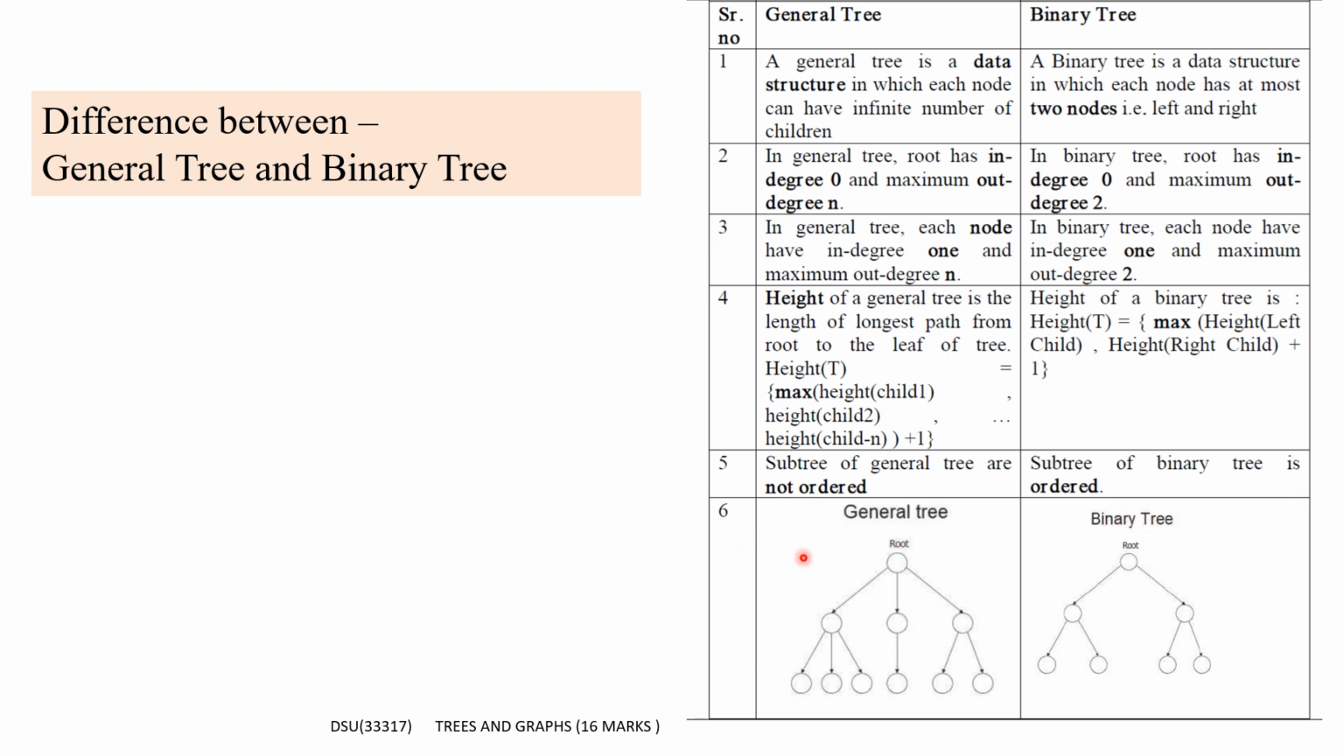See here, this is an example which can distinguish the above differences. This is the general tree and this is the binary tree. This is the root of the general tree, this is the root of the binary tree. In a general tree, there may be any number of nodes under one root, but in a binary tree, each and every node, including the root, has only two nodes. The root has in-degree 0 and out-degree 2. But in the general tree, the maximum out-degree may be 3, 4, 5, whatever.